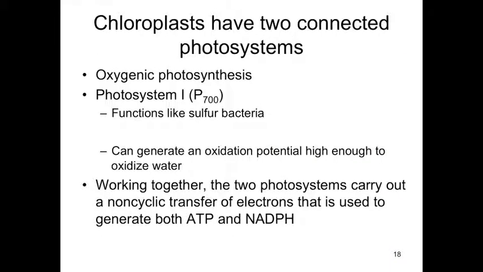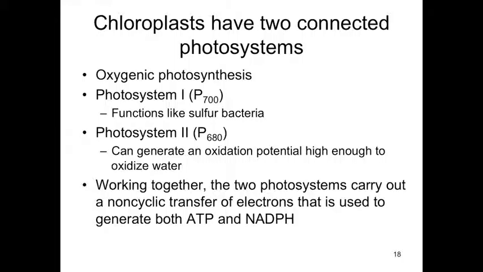Chloroplasts, however, have two photosystems that are connected. This is where we can turn anoxygenic photosynthesis into oxygenic photosynthesis. So the photosystem I is P700. That means that it's most reactive with light wavelengths around 700. This is the one that we see in sulfur bacteria. Photosystem II, however, is most responsive to light wavelengths around 680. And it can generate an oxidation potential that's high enough to oxidize water. We'll look at what that means here in a minute.